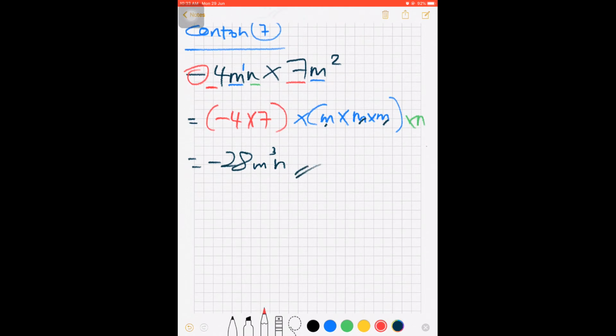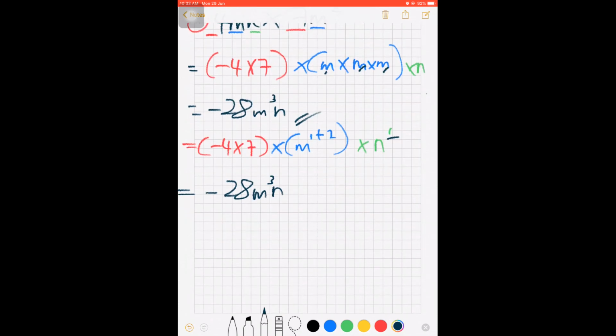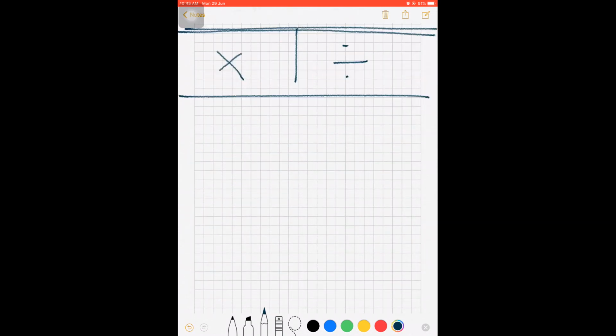Okay. The other cara, sama lah. Negative 4 times 7. Blue times M 1 tambah 2 darab N 1, because there's only N, which equals to negative 28. M kuasa 1 tambah 2 is M kuasa 3 and N. Kalau kuasa 1 sebenarnya tak tulis. You can just write N 1, or you can like this N 1 or N like this pun sama je. It's the same. Okay, so that's for darab.